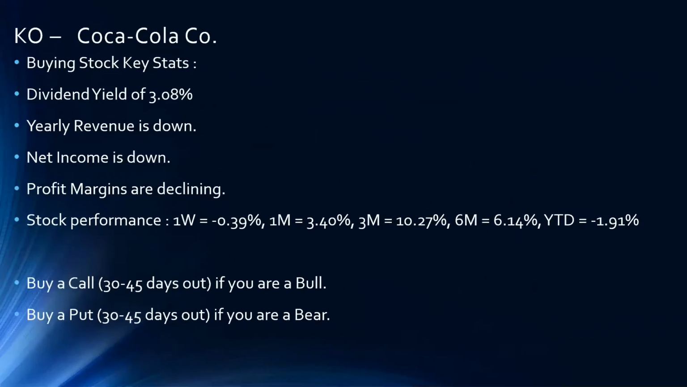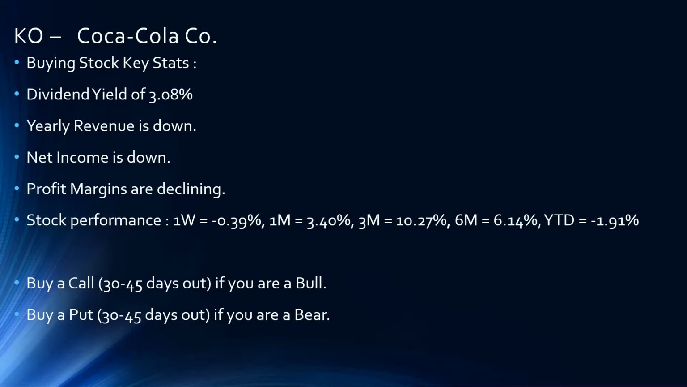So now let's look at Coca-Cola, something that everyone is familiar with. The buying the stock key stats. Now this one has a decent dividend yield of 3.08%. Coke has always been a steady dividend payer for decades. But interestingly enough, with the pandemic going on and what have you, maybe that's one of the reasons their yearly revenue is down as of late over the past couple of years.